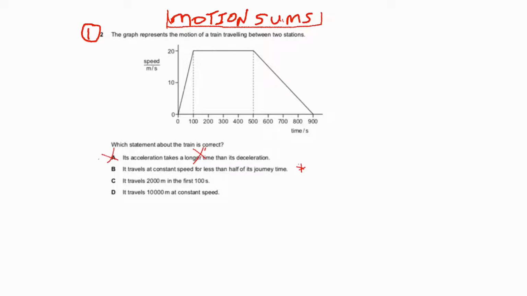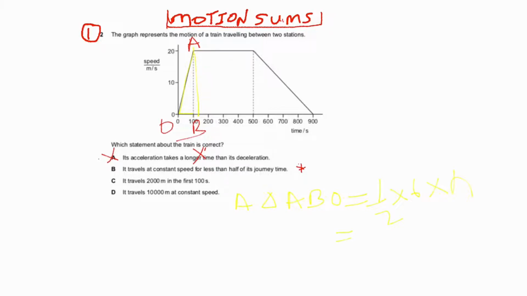Let us find out whether option C is viable or not. It travels 2000 meters in the first 100 seconds. So let's see. We will find out the distance. We will make a triangle here, triangle ABO, and we want to find out the area of triangle ABO. So the area of triangle ABO equals half into base into height.